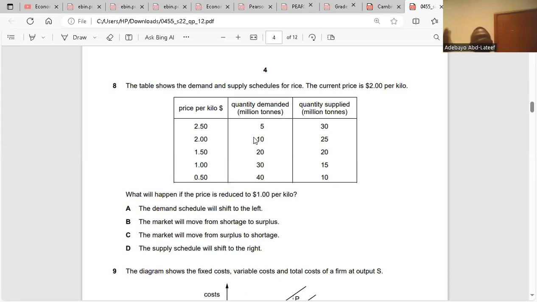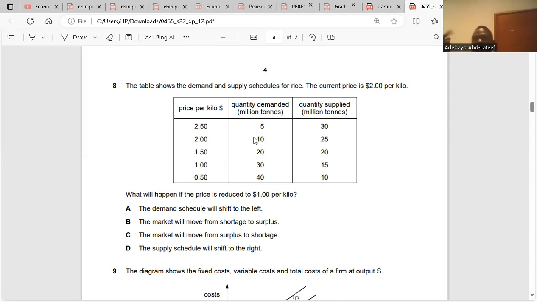Excess demand. Don't use deficit here. No, I was going to say deficit, but it's shortage of supply. Shortage. Yeah. But excess demand is shortage of supply. Do you understand? So a price below equilibrium price will lead to excess demand.